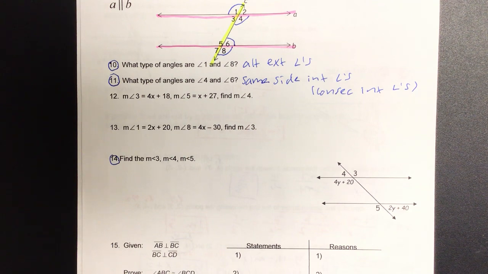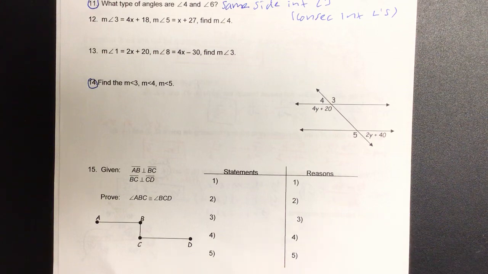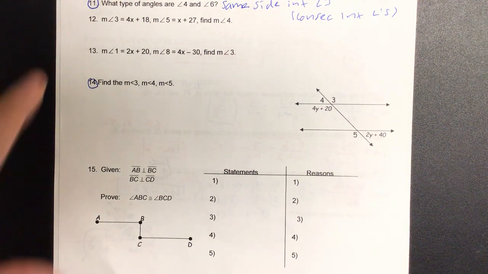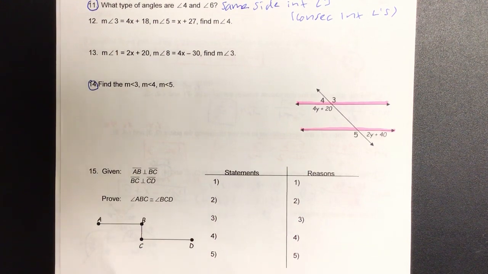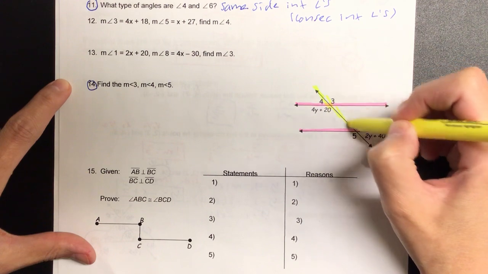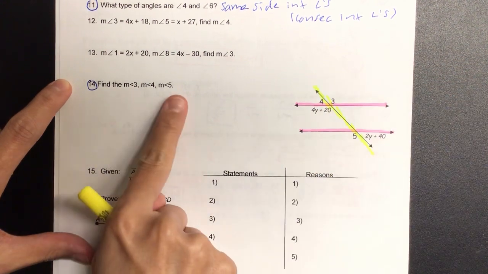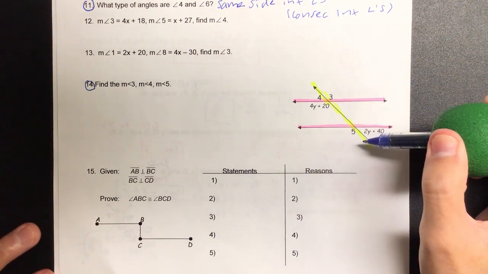Okay, let's go on to number 14. This one should have listed that these two lines are parallel. And that part I messed up on. So it should be parallel, cut by our transversal. What's awkward about this problem is the fact that it's not asking us to find x or y, but it's asking us to find the angles that do not have the expressions.